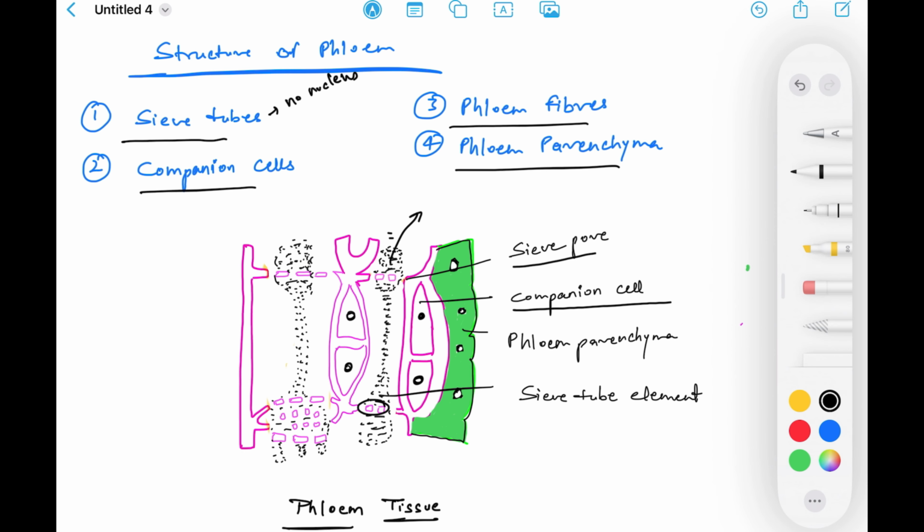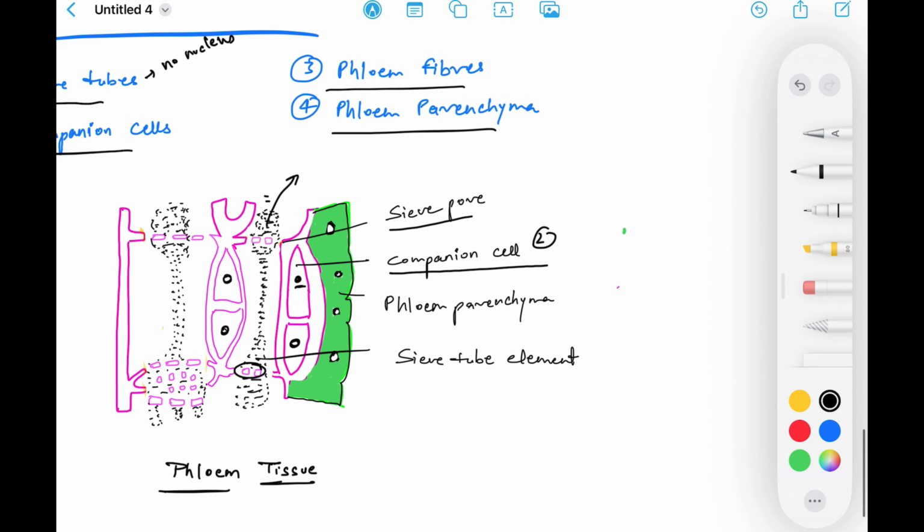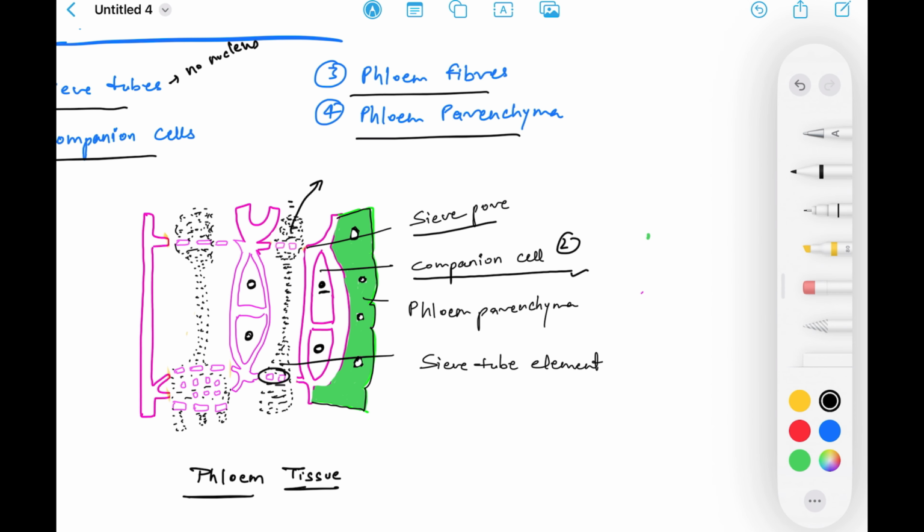Okay, the second one is companion cells. The companion cells are attached to the sieve tubes. And here you can see companion cells have a nucleus and they also have mitochondria, and we know mitochondria are the powerhouse of cells that provide energy in the form of ATP, and the energy produced in companion cells helps sieve tubes in translocation of food.